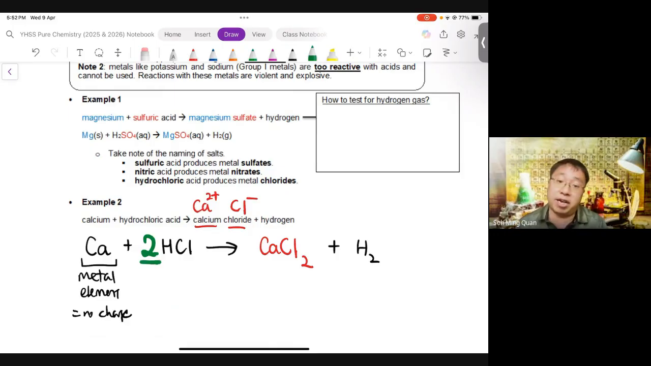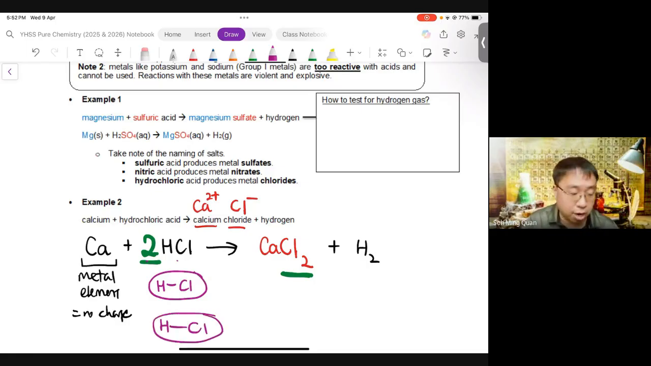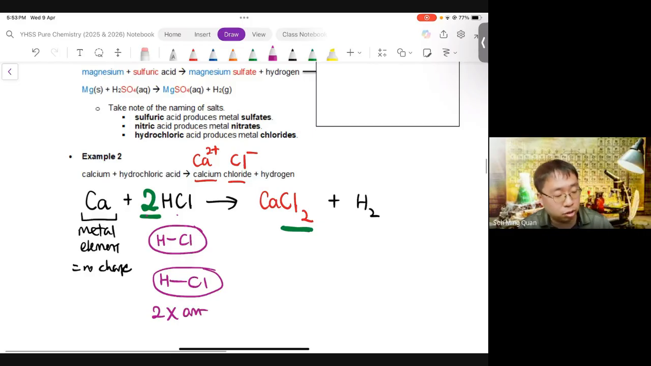Why is there a 2 in front of the HCl? Because I have 2 chlorines on the right-hand side. I will need to multiply the HCl by 2 to balance it out and ensure the left-hand side also has 2 Cls. Let's visualize what 2 HCl means. 2 HCl means this. 1 HCl, 2 HCl, basically 2 times the amount of HCl. So whenever you want to balance an equation, you will have to put a number in front as a coefficient.